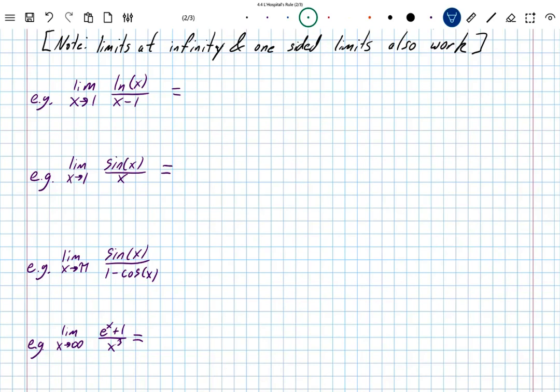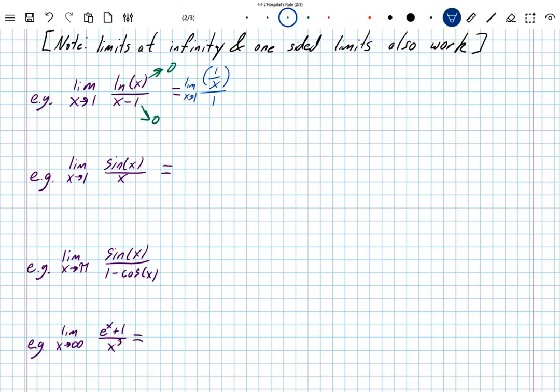So let's check. We started with this one before. This is going to 0, this is going to 0. We already said this is in indeterminate form. So L'Hopital's rule says, hey, let's take the derivative of the top, 1 over x, over the derivative of the bottom. What I lost there was this limit. Make sure to include that.